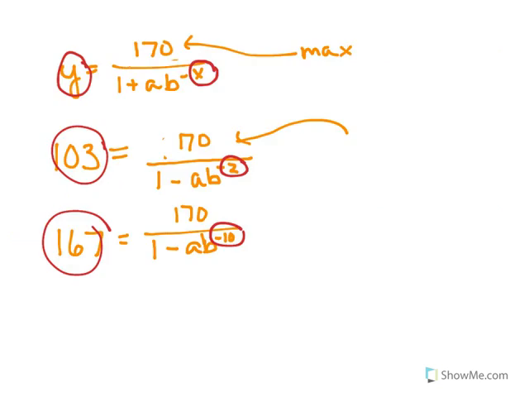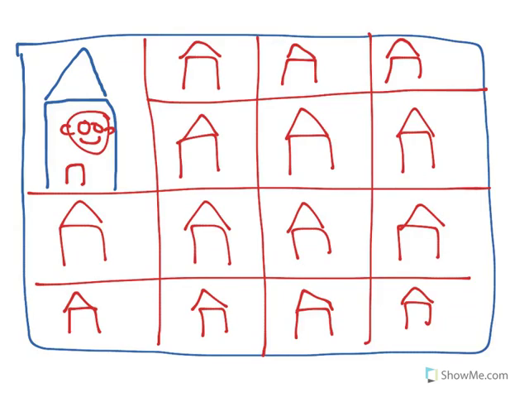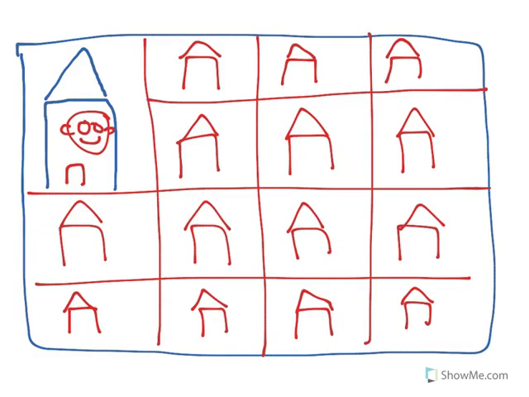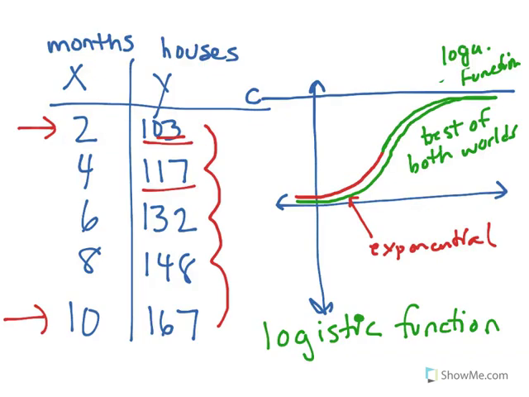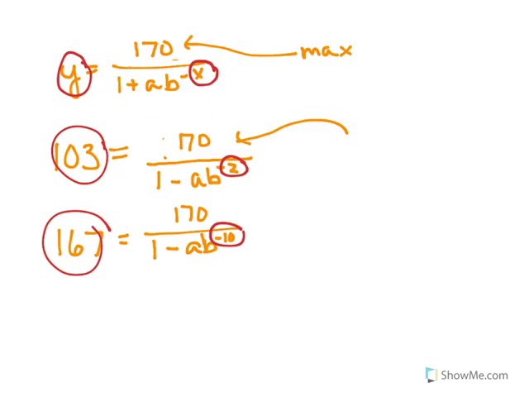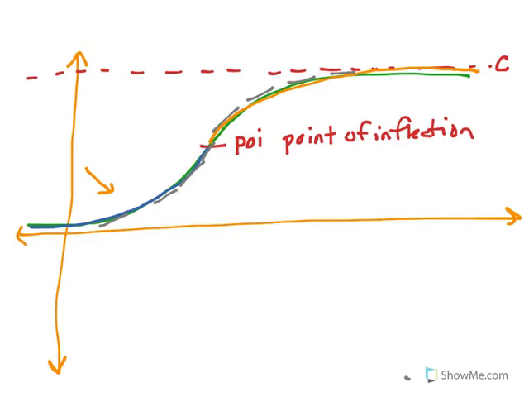So whatever we reviewed here, I know I only have 30 seconds left. We talked about a new type of function called a logistic function. It's a special one. You use it when you have something that can grow fast, but that has to slow down because of size. The general equation is this one right here, and that C is always the maximum population, and the POI, the turning point, occurs halfway through at C over 2.